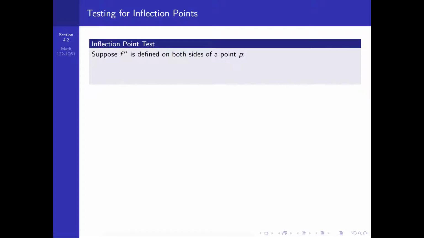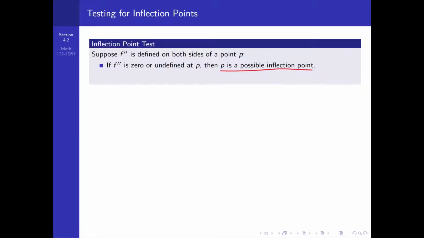And similar to the local extrema from the last section, we have tests that we can use to determine which points are inflection points of our function. So suppose that the second derivative is defined on both sides of some point p. So if this second derivative is 0 or undefined at that point p, then we say that p is a possible inflection point. So it's not necessarily an inflection point, but these are the points that we're going to look at to determine whether or not they are inflection points.